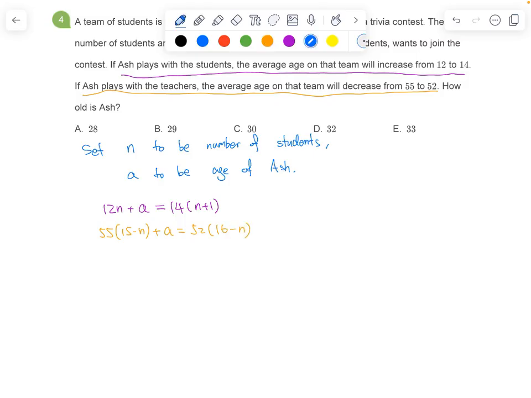Okay, and I can see that this is a system of linear equations with two variables. Solving this system, I can figure out that N is just 7 and A is 28. So Ash is just at the age of 28.